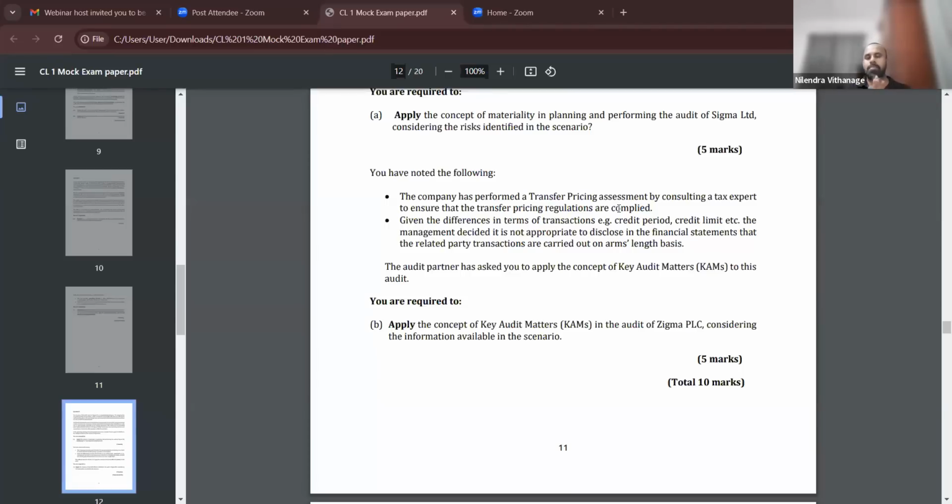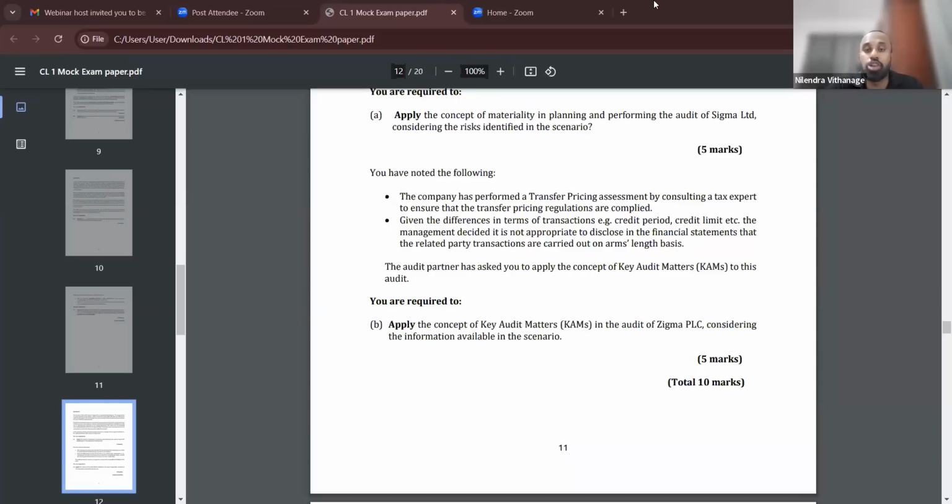Give me your answer. If you get this right, you will pass the exam. Is it a key audit matter or modified opinion due to misstatement? Because why? Related party transactions not disclosed. Is it a significant risk? Or is it a material misstatement?